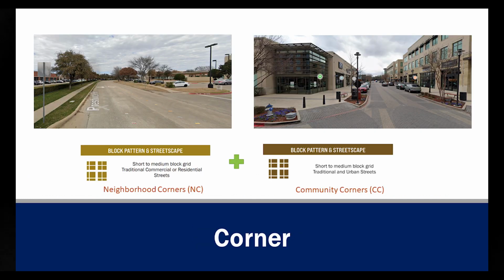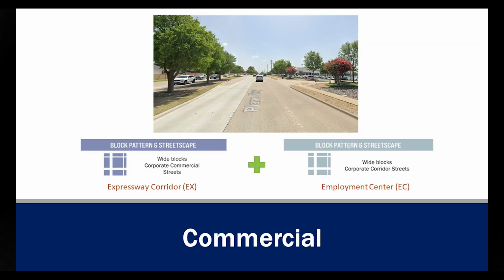Streets in the corner context would focus on creative design solutions that foster a sense of place. There's an increased priority on walkability, connectivity to adjacent neighborhoods, and pedestrian safety at major street intersections. Commercial context streets focus on creating commuter-oriented streets that serve larger-scale business centers and office campuses. They include features such as wide travel lanes, wide block lengths, and landscaped medians.